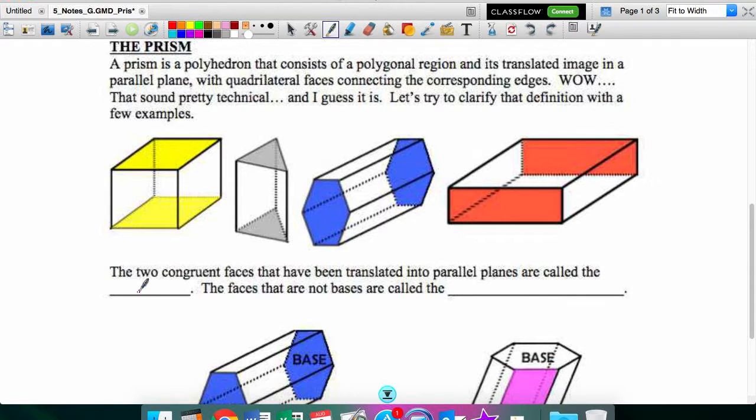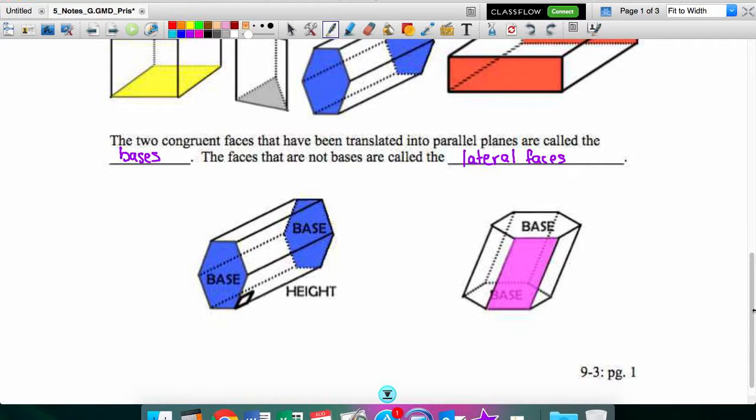The two matching faces that are parallel to each other will be referred to as the bases. So I always say parallel faces are the bases. The faces that are not considered to be the base are considered lateral faces. Those lateral faces could be rectangles or they could be parallelograms if we have what is called an oblique prism, which is more or less just slanted.